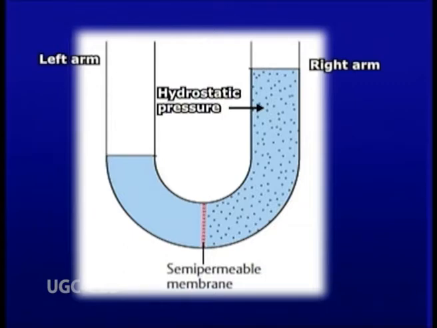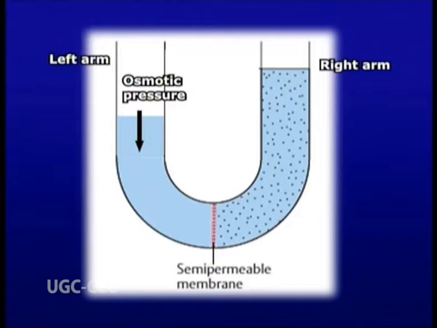Pressure exerted in this way by a liquid, known as hydrostatic pressure, forces water molecules to move back into the left arm. Equilibrium is reached when just as many water molecules move from right to left due to the hydrostatic pressure as move from left to right due to osmosis. The pressure exerted by the osmotic process is called osmotic pressure. It can be regarded as a form of suction drawing water from a weak to strong solution.